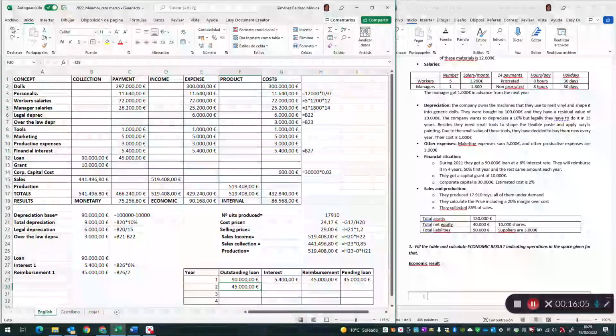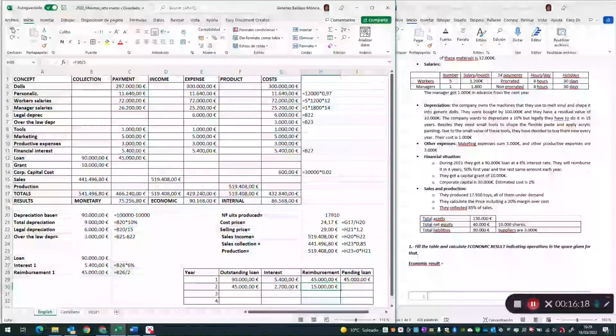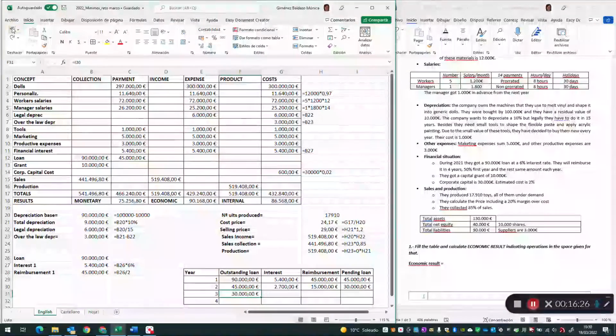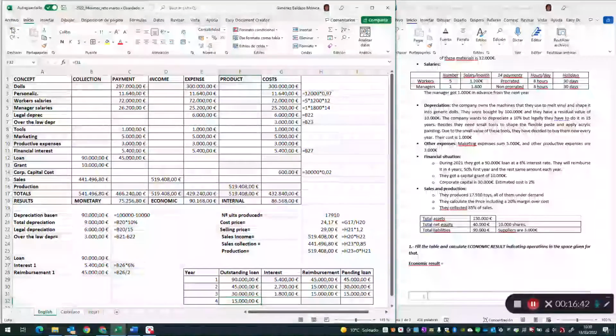So let's go for the interest. We're going to do the 6% of this 45,000, and now the reimbursement, 45,000 divided by 3, which is 15,000. So now we can calculate the pending loan, which will be 45,000 minus 15,000, 30,000. This is going to be the outstanding loan for year 2. We're going to multiply this 30,000 by 6% to get the interest. We already know what the reimbursement is going to be. 15,000 is going to be the same every year from now on. And the pending loan will be 30,000 minus 15,000. So this pending loan is the outstanding loan to start year number 4.